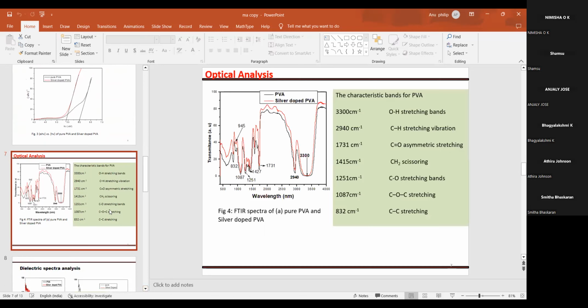This slide shows the FTIR spectra of pure PVA and silver doped PVA. The FTIR spectra show the characteristic peaks of the OH stretching band at 3300 centimeter raised to -1, CH stretching vibrations at 2940, and C=O asymmetric stretching band at 1731, 1415 for CH2 scissoring, 1251 for CO stretching band, and 832 corresponding to CC stretching band. The silver doped PVA film shows an increase in intensity at the peak positions.